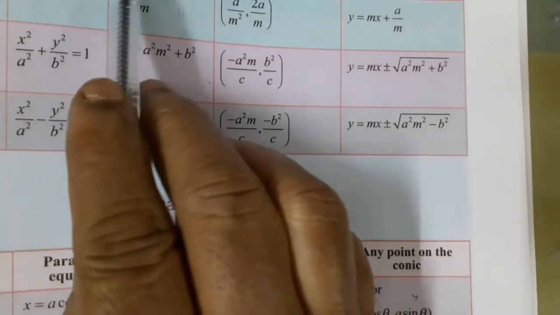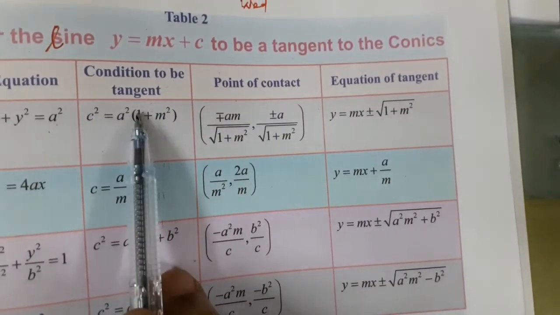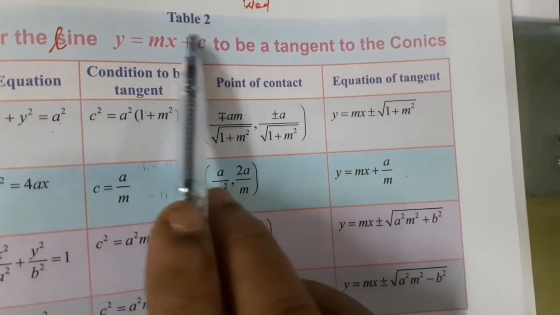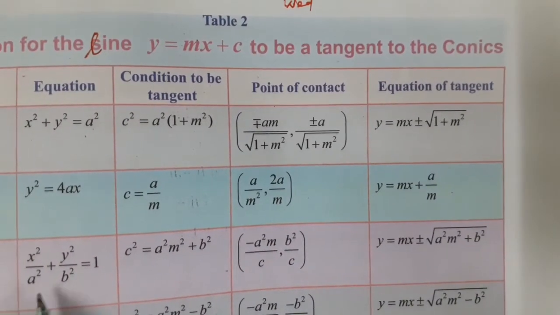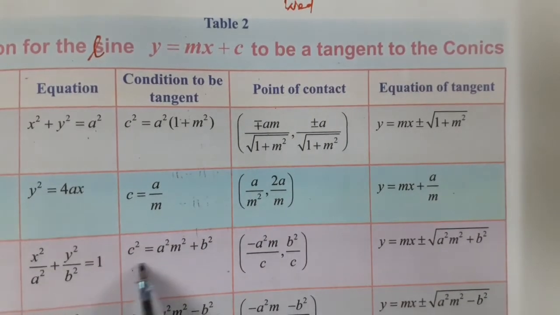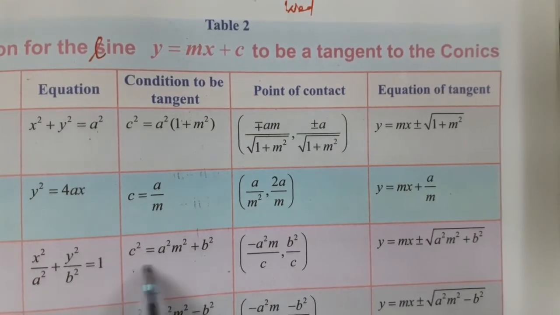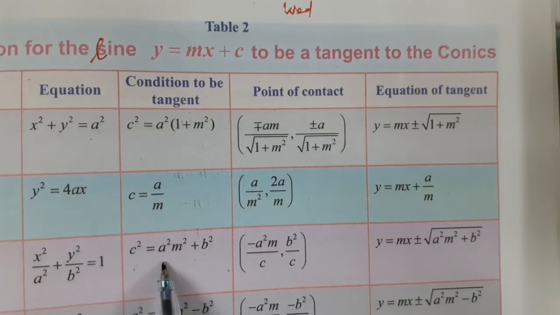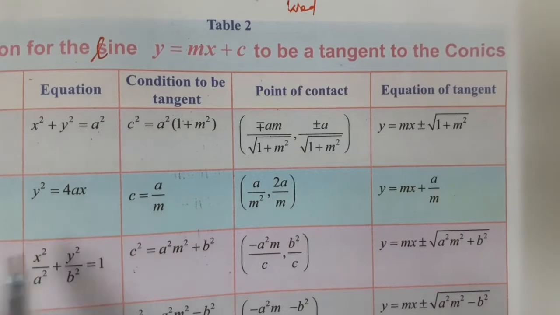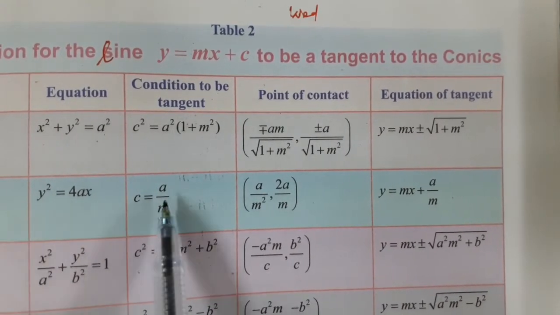Condition for tangent: if the line y equal to mx plus c is tangent to the ellipse, whose form is x square by a square plus y square by b square equal to 1, then the condition for tangent is c square equal to a square into m square plus b square. Remember this one. Suppose the condition for tangent to the parabola is c equal to a by m. Based on this condition, we did one sum.